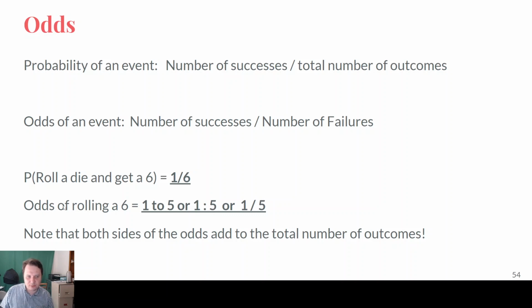Now, there is a connection between the odds and the probability, and maybe you can already see what it is. Notice that because the odds of an event are the number of successes over the number of failures, if you add the two numbers together, you get the total, because it's the failures plus the successes. So if we add 1 plus 5 together, we get the total of 6 that we see in the probability. That's a way to test your answer to make sure you did it correctly. So 1 to 5, 1 success to 5 failures.